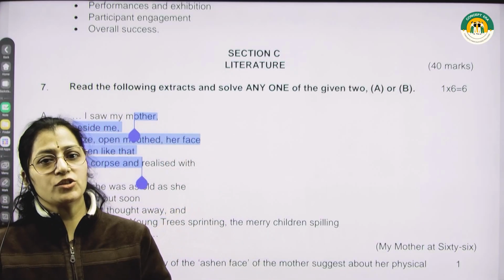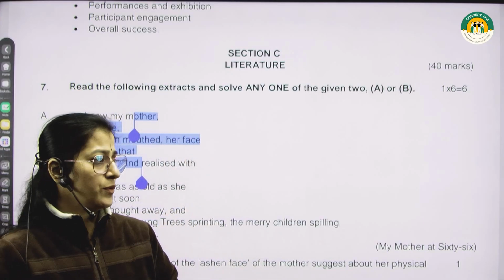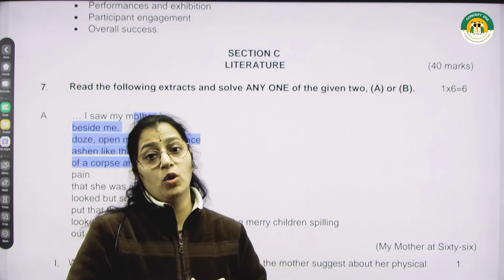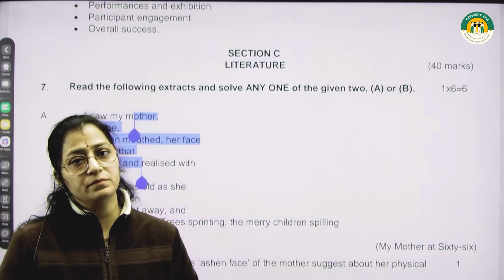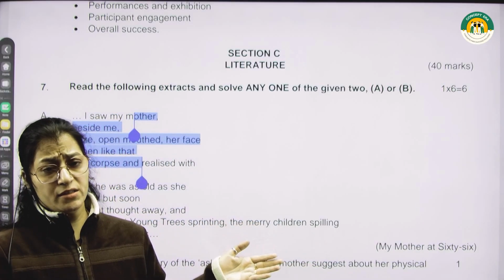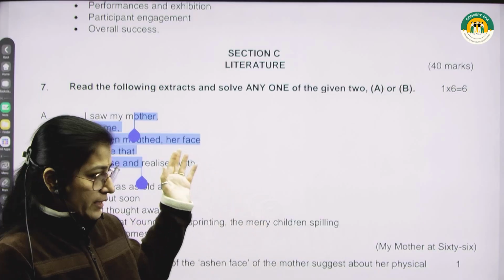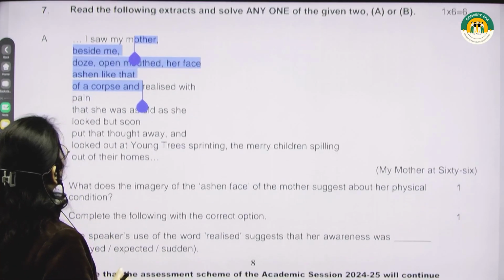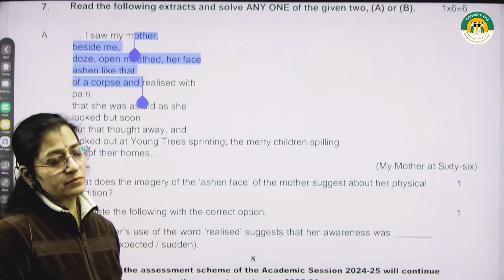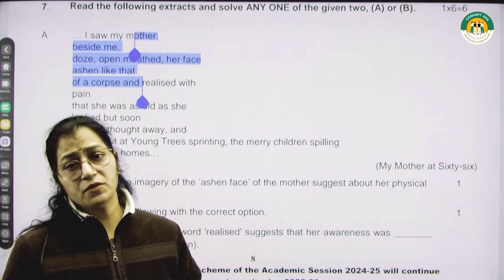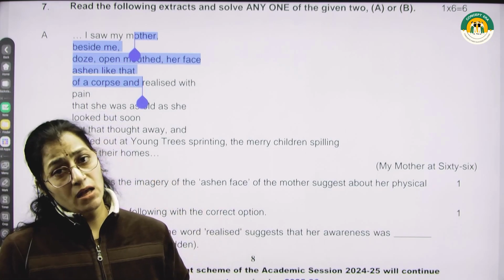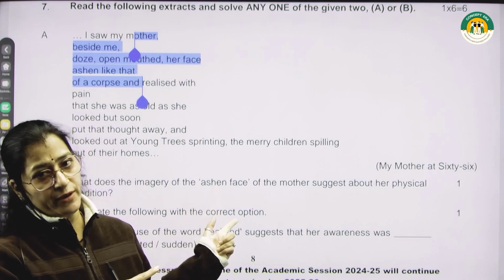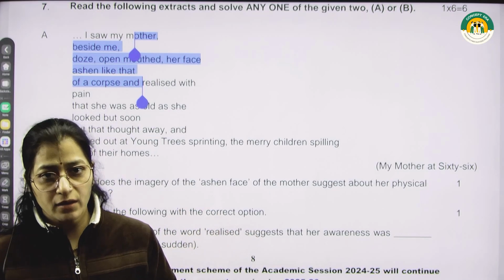In the literature part, again you will get internal choice, lots of internal choice. Even in the RCTs you will get internal choice as well. Section A. In question number 7, Section A, it is asking you to read this extract carefully, and then you are supposed to write the answers.